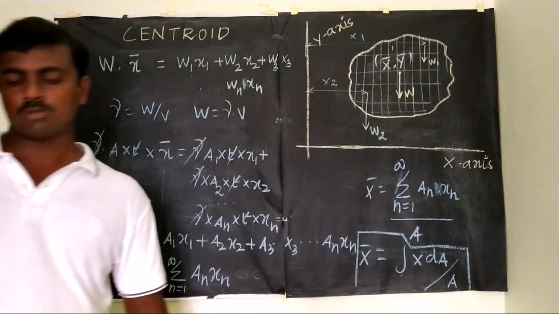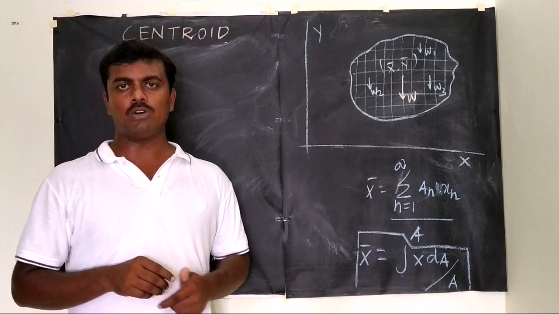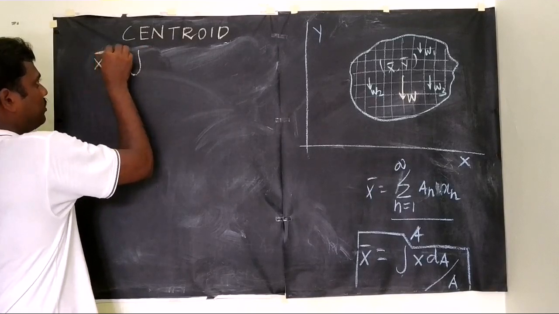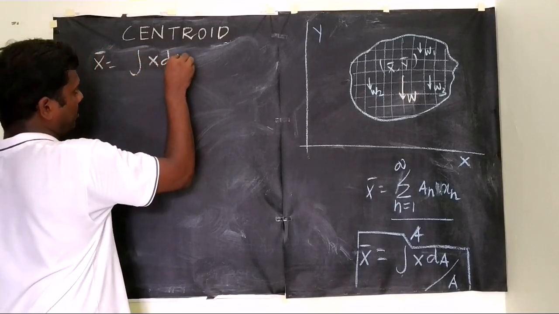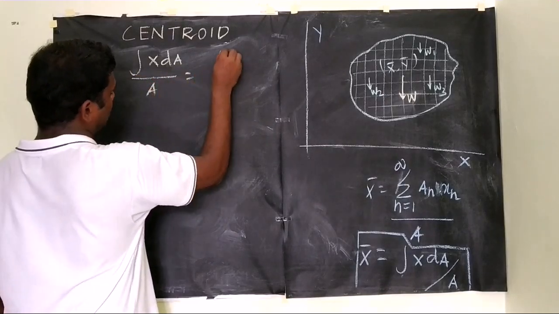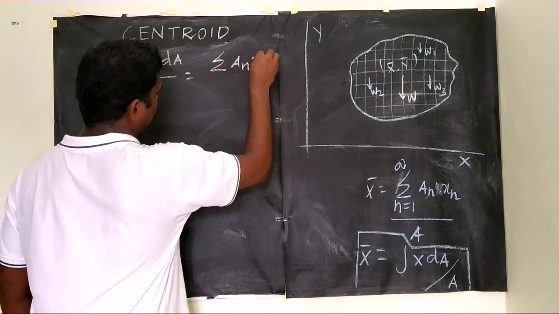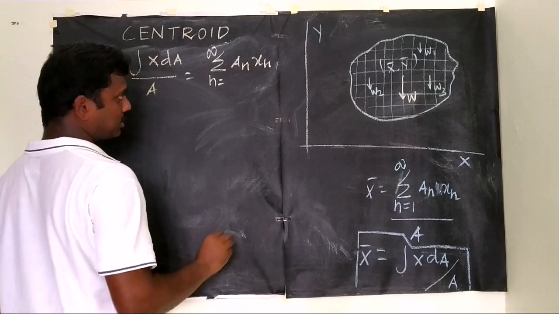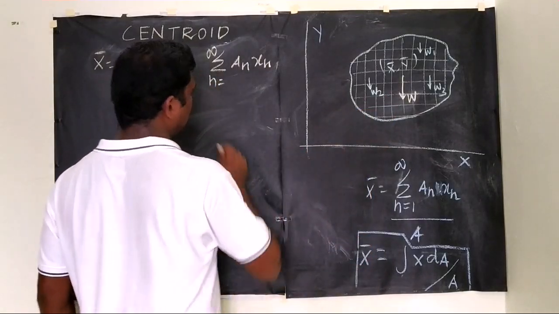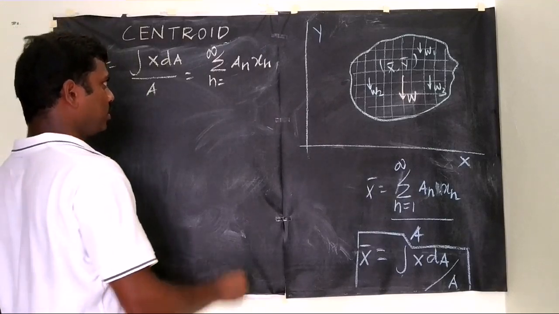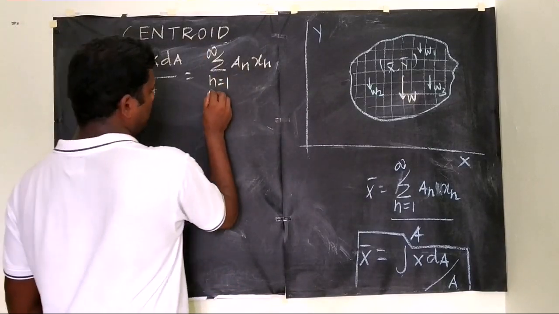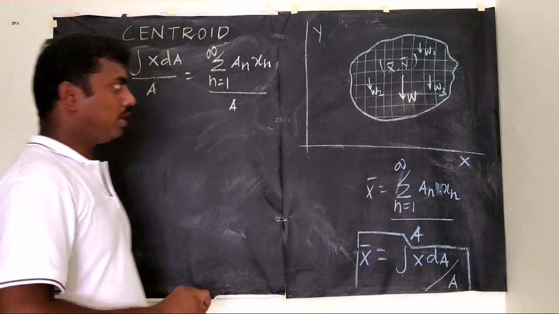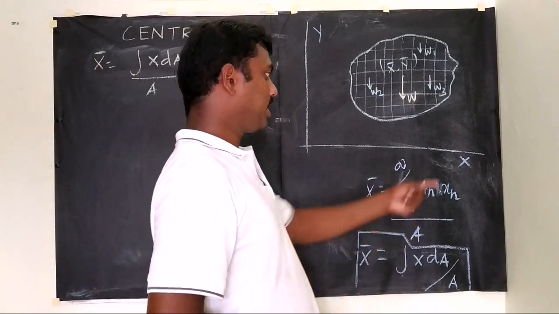Let me discuss now. Now we know the formula of x bar, that is x bar equal to integral of x dA by capital A, or sum of an xn. Here n varies from 1 to infinity because this lamina contains a number of small elementary parts. So here n varies from 1 to infinity by capital A. Now we need the value of y bar. For that we will take moment about x axis.